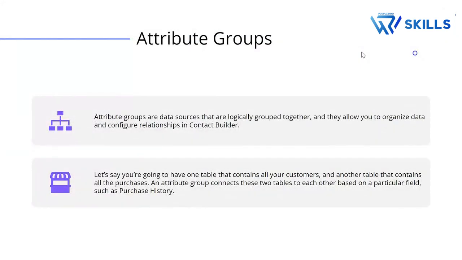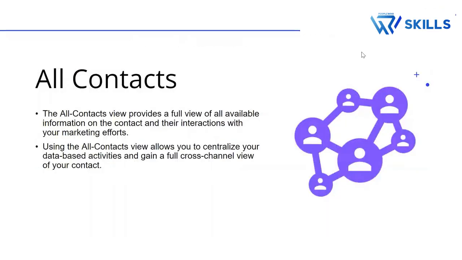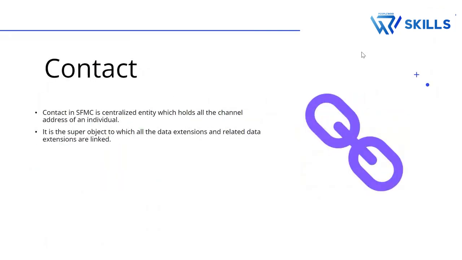What are attribute groups? Attribute groups are a logical representation of the relational data model which you have built with your data extensions. We have to link data extensions in a logical way within the attribute group functionality. The sendable data extension would be linked to an object which is known as the contact object. Contact object is a super object in Salesforce Marketing Cloud.